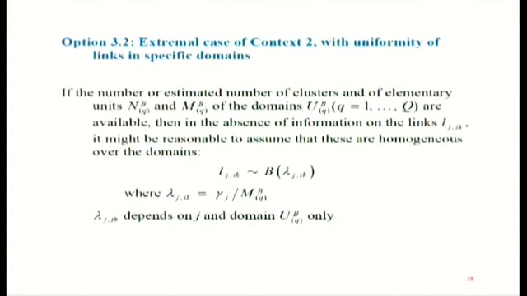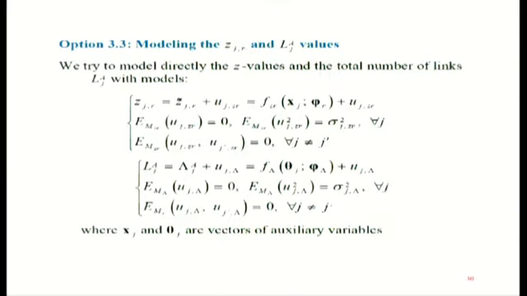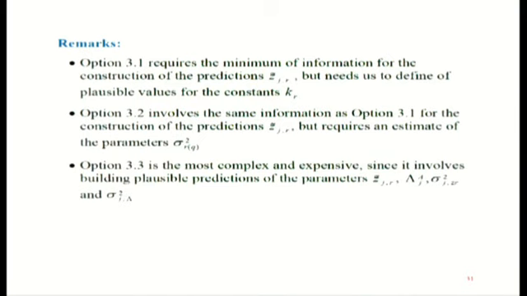The second context is the same, but we introduce an uncertainty on the prediction. And the third context is the more complex. Of the three options, the first is the simplest and the least costly, but is the least precise.